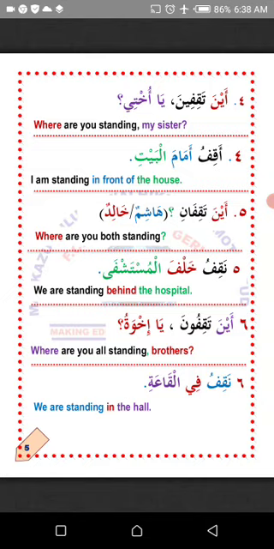Number 6. أين تقفون يا إخوة؟ Where are you all standing? يا إخوة, brothers. Talking to a group of male persons. Now the answer: نقف في القاعة. So نقف, we are standing. في القاعة, in the hall. لعلك فهمت? I hope you understand.